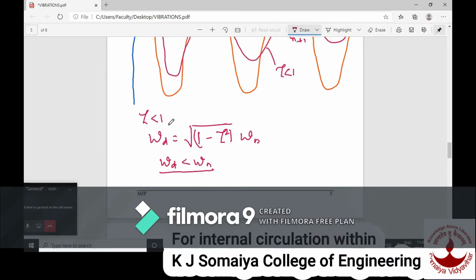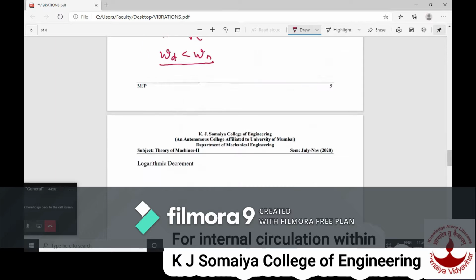And in case of a critically damped system, you can see zeta is 1. So you are able to get that omega d will be equal to omega n, and for an overdamped system, omega d, that is the frequency of damping, will be greater than the natural frequency of the system, which is actually not possible, and it is not desirable also.